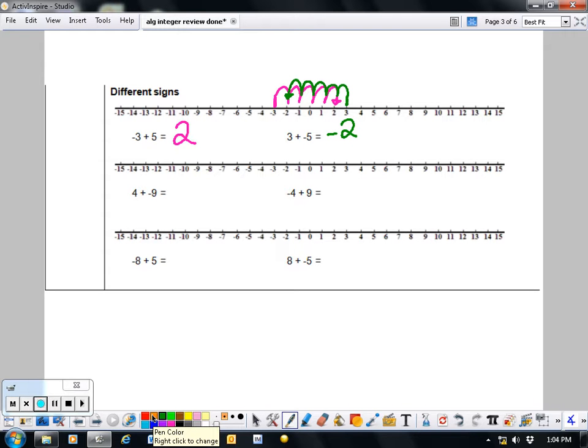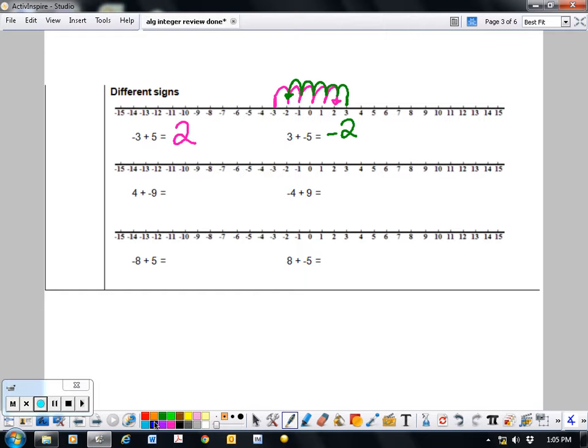And I find that the more I can think mentally about the direction that I'm going, the easier it is to figure out: am I adding, am I subtracting, is my answer going to be positive, is it going to be negative, if I'm visualizing that movement on the number line.